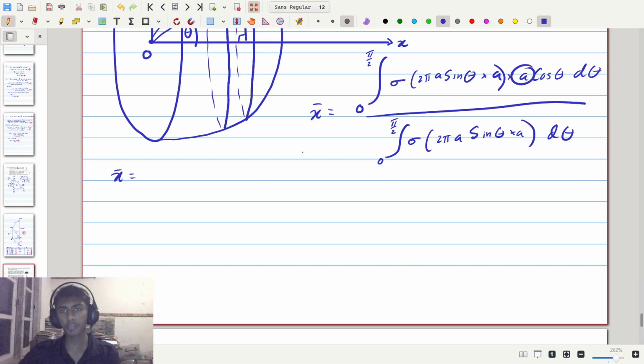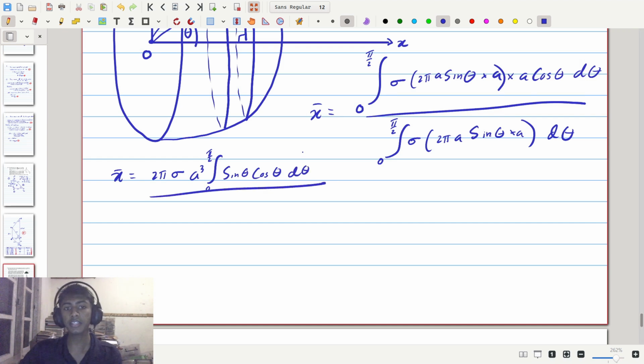So if I take all of them out, we can see on the top integral we have 2 pi times sigma times, here we have one a, another a, and another a, so we have a cubed times the integral from 0 to pi by 2, and what we have left over is a sine theta here, a cosine theta here, d theta. So we have sine theta cosine theta d theta.